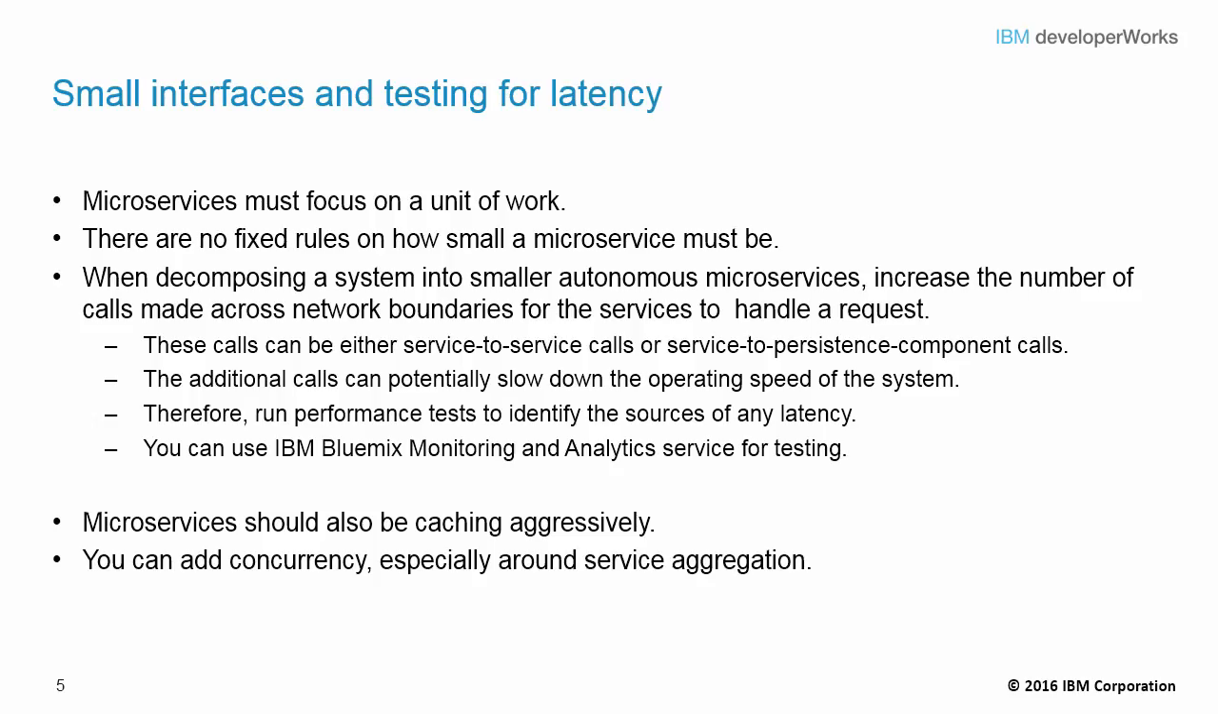Microservices need to focus on a unit of work, and as such, they are small. There are no fixed rules on how small a microservice must be. Our focus is on keeping the interface small. And also we want to keep in mind the latency. What that means is when you're decomposing a system into smaller autonomous microservices, we are increasing the number of calls made across network boundaries for the services to handle a request. These calls can be either service-to-service calls or service-to-persistent component calls.